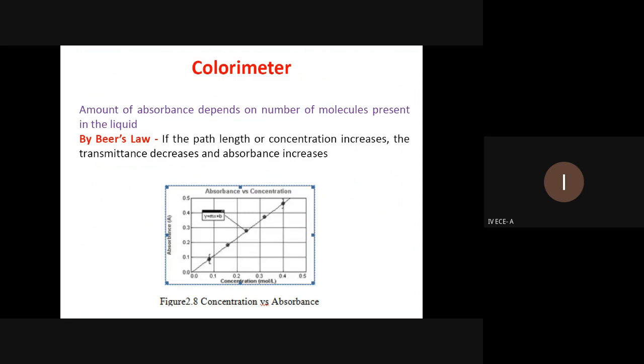The amount of absorbance depends on the number of molecules present in the liquid. By Beer's law, if the path length or concentration increases, the transmittance decreases and absorbance increases. This is a main point we have to note down: if the path length or concentration increases, the transmittance decreases and absorbance increases.